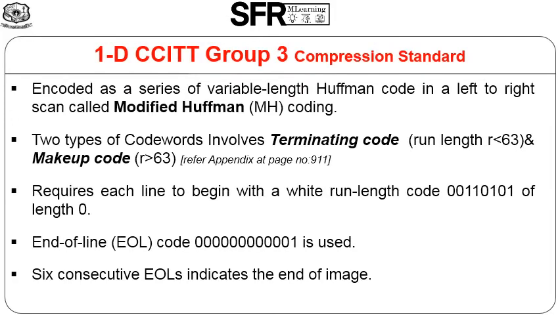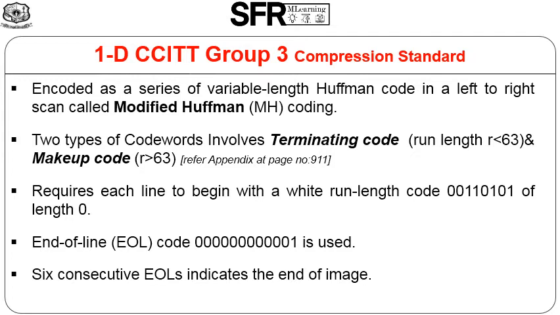We are going to see two different compression standards that are used for run length encoding. One is used for one-dimensional purposes and the other for two-dimensional purposes. First we are going to see the one-dimensional CCITT Group 3 compression standard. In this standard we use variable length Huffman coding along with the run length encoding concept.